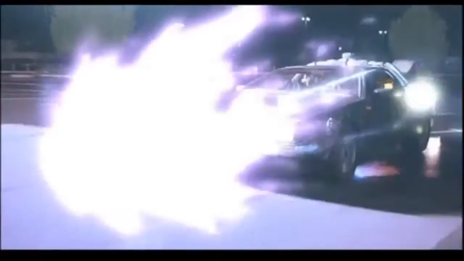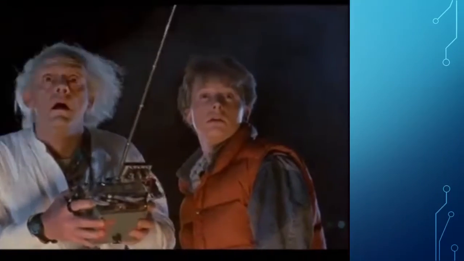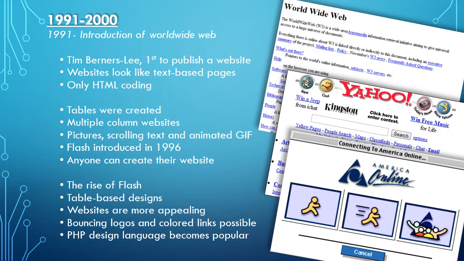Let's go back to 1991. The World Wide Web was introduced in 1991. Tim Berners-Lee is the first one to publish a website. In the early 90s, websites are one-column text-based pages done in HTML. They look like text pages with web links here and there.